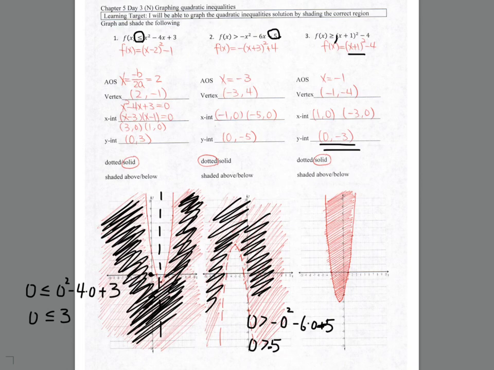Which region do you shade? Again, use the testing point 0, 0. Is 0 greater than or equal to 0 plus 1 squared minus 4? So 0 plus 1, which is 1, 1 squared is 1, 1 minus 4 is negative 3. So obviously 0 is greater than or equal to negative 3. So we are going to shade the region that has 0, 0 in it, which happens to be inside the parabola. And this is the part on quadratic inequalities.